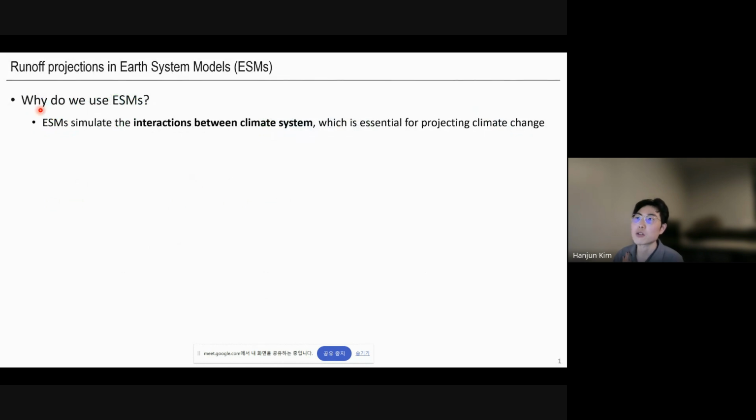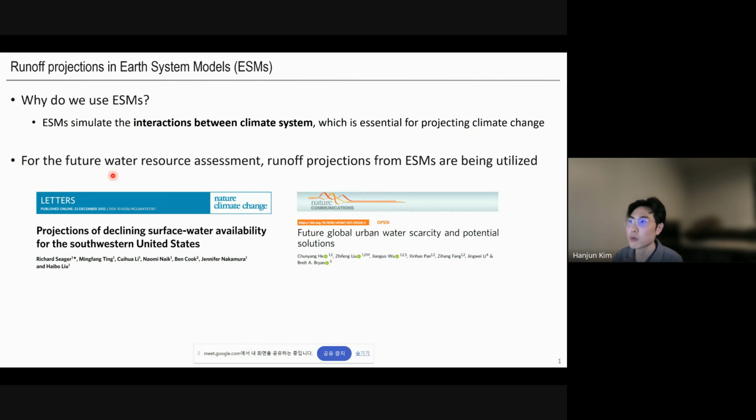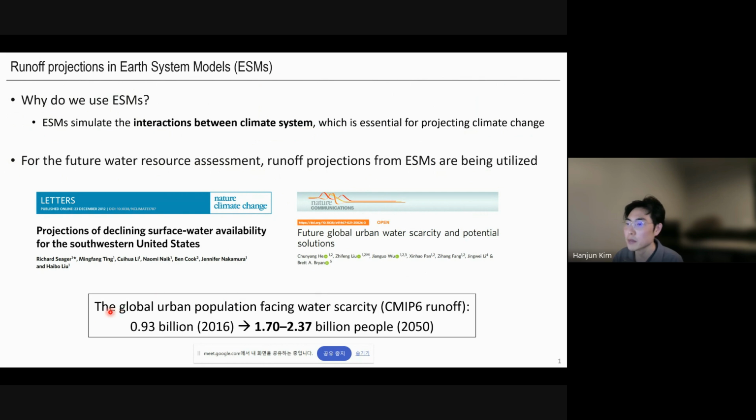First of all, why do we use ESMs to look at runoff, even if there are hydrological models? Only ESMs simulate the interactions between climate systems, which is essential for projecting climate change. So for future world water resource assessment, runoff projections from ESMs are now being utilized. For example, a recent study estimates the global urban population facing water scarcity directly using CMIP6 runoff output.